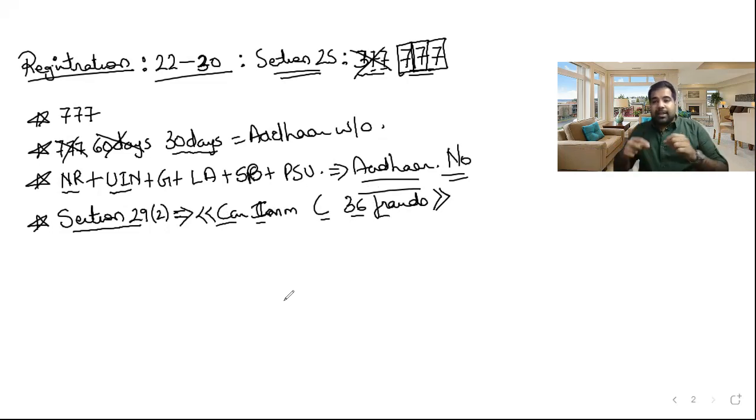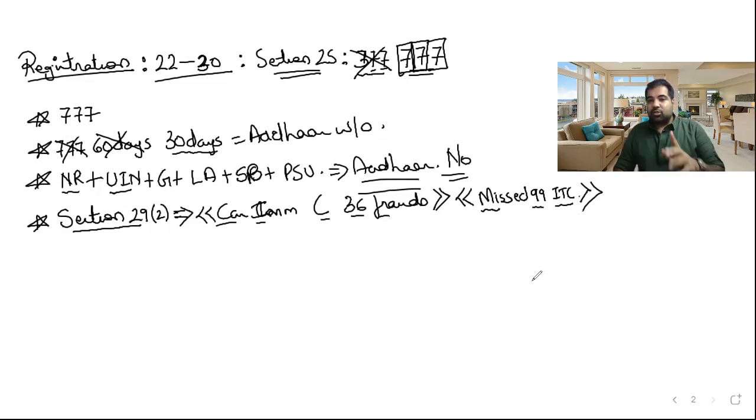Now, this has been extended a little, and there are 3 more reasons when he can cancel your registration. What are these 3 reasons? Again, there is a shortcut always. If you missed 99 ITC, then this could be a reason your registration is cancelled. What is missed? First, there is a mismatch. Every time there's a mismatch between your GSTR1 and your GSTR3B, that could be a reason for cancellation, because you're manipulating.